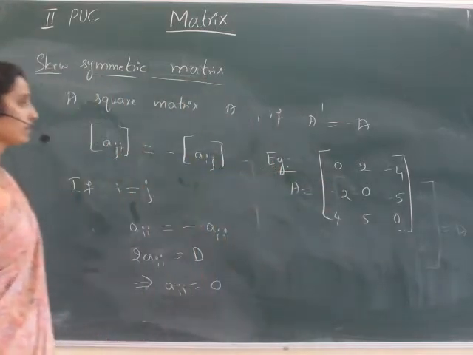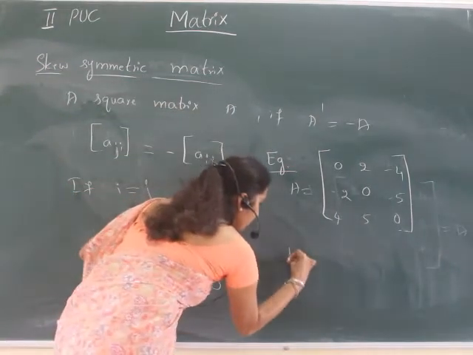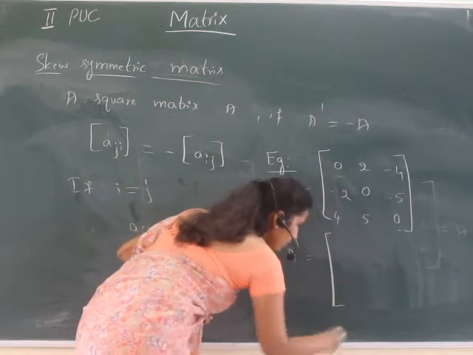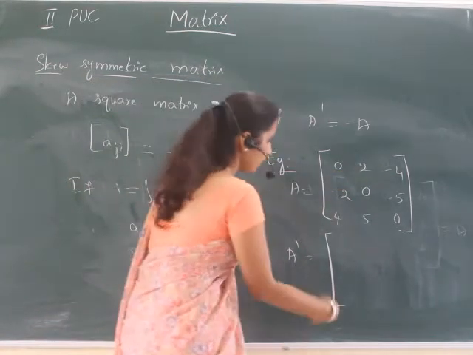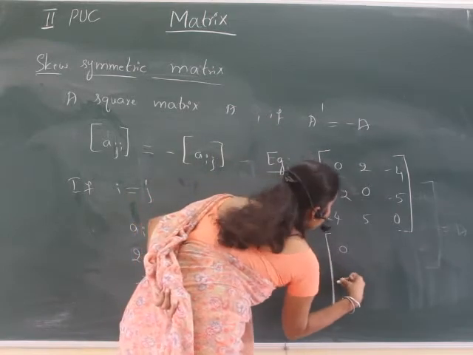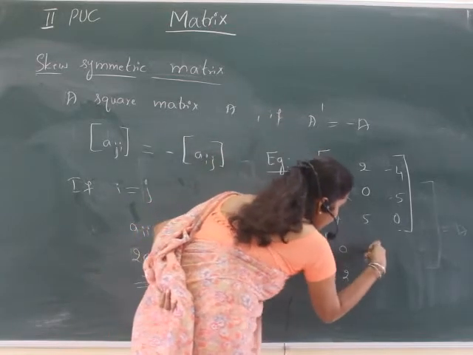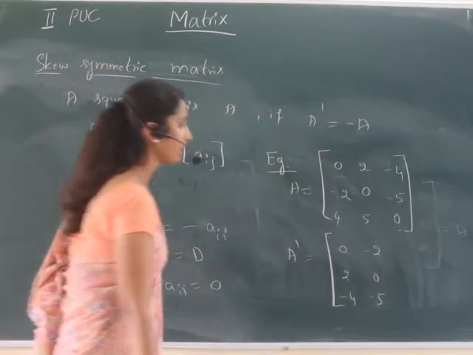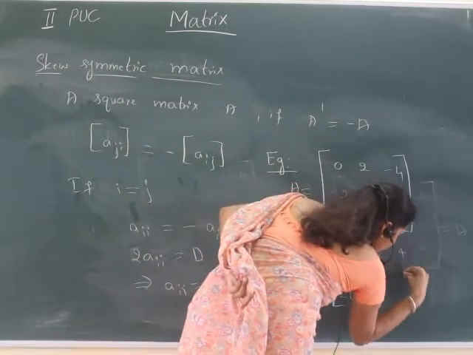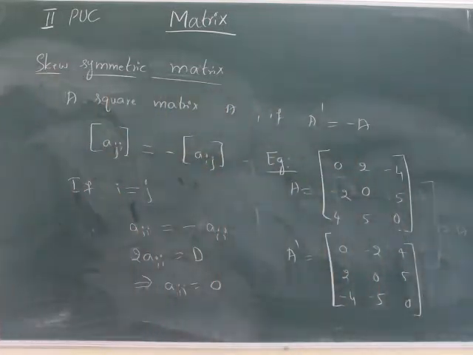This is A. Now what is A transpose? We have to write the transpose of this. Now A transpose will be, when we take the transpose, first row becomes first column. 0, 2, minus 4, minus 2, 0, minus 5, and 4, 5, 0. This is the A transpose of the given matrix.